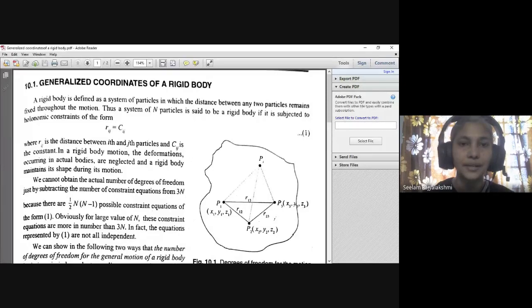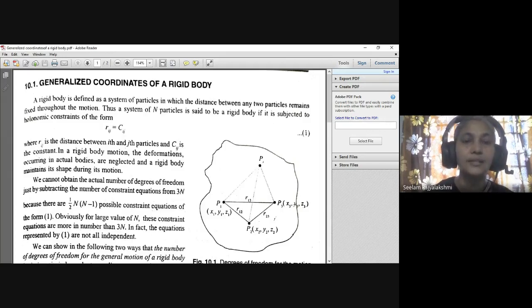Generalized coordinates of a rigid body. What is a rigid body? If you consider a system of n particles in which the distance between any two particles remains fixed throughout the motion, then the system of n particles is said to be a rigid body if it is subjected to the holonomic constraints of the form Rij = Cij. Here Rij is the distance between the ith and jth particles, and Cij is a constant.